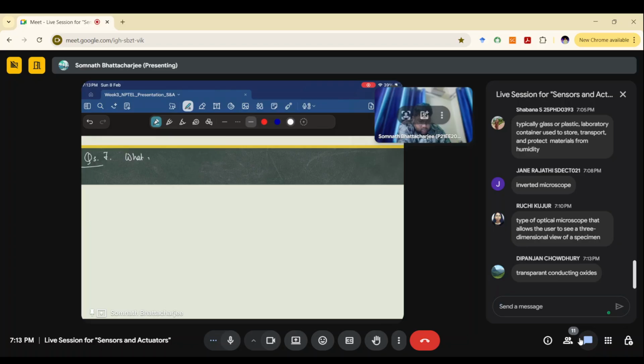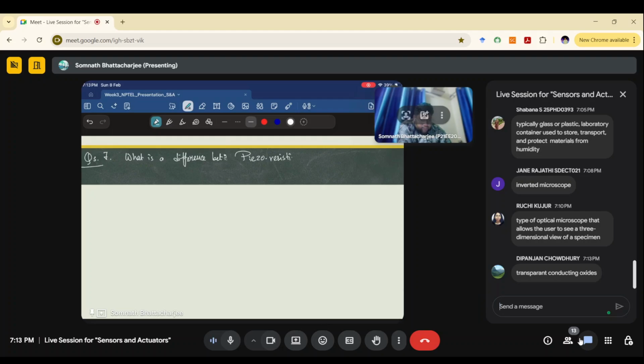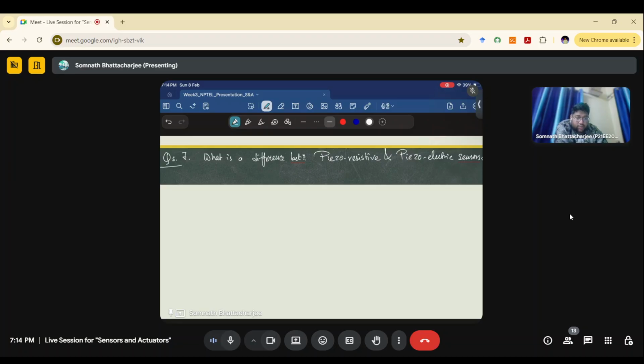What is the difference between piezoelectric and piezoresistive sensors? What is the basic difference between these two? What do you mean by a piezoelectric and what do you mean by a piezoresistive one? Are they the same or not? That's the first question. And if they are different, what is the basic difference between them? Which one is easier to interface? Which one is harder to interface? Which one has a different kind of mechanism?